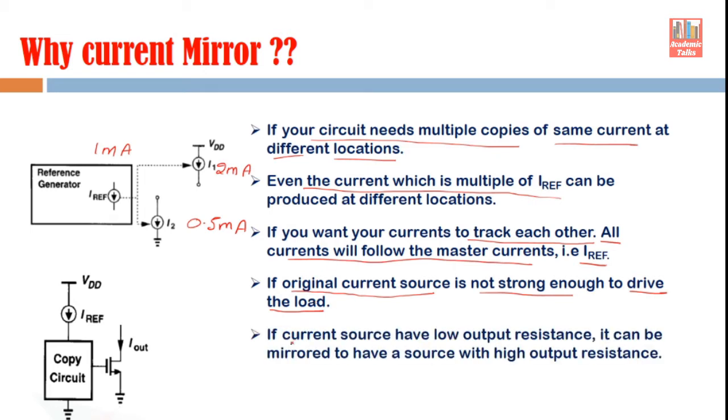Another reason, you see, the main requirement with current sources is that their output resistance should be very high, or you can say this output resistance is actually its internal resistance, that should be very high as compared to load resistance. Sometimes what happens, the current source may not have sufficiently high output resistance. You can say your current source which you have designed has low output resistance, and low does not have any meaning by itself. So, when we say low, it is relative to something. So, when we are saying low, it means it is less as compared to load.